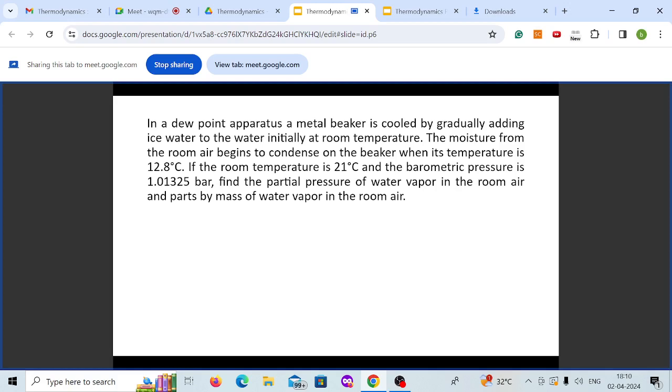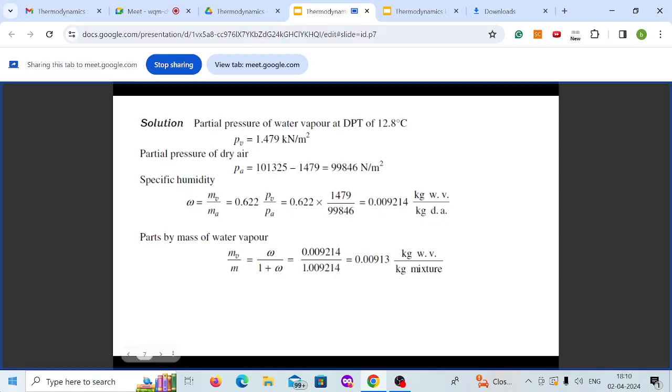And next they are saying that room temperature is 21 degrees Celsius, and they are also given your pressure, that is 1 atmosphere. So you need to find out the partial pressure of water vapor and your mass specific humidity. So we'll see how to solve this.